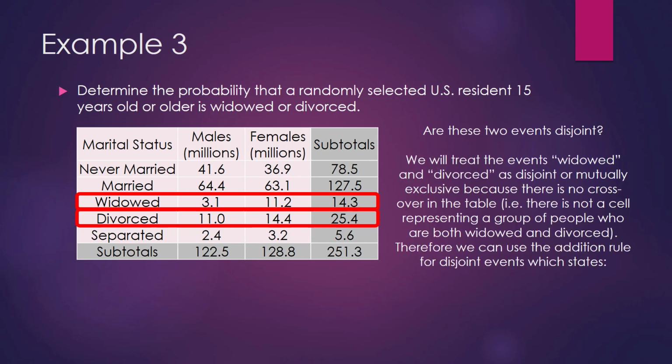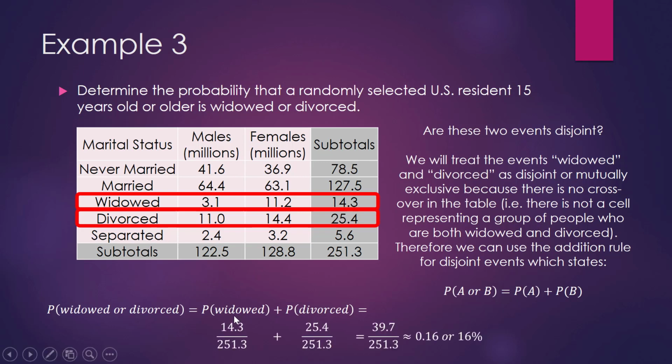So since that is the case, there is no cell in this table that represents people who have been both widowed and divorced. We are going to treat these events as disjoint or mutually exclusive. Therefore, we can use the addition rule for disjoint events. And that says that the probability of event A or B occurring is the probability of event A plus the probability of event B. Putting that into the context of our problem, we find that the probability of being either widowed or divorced is the probability of being widowed plus the probability of being divorced.